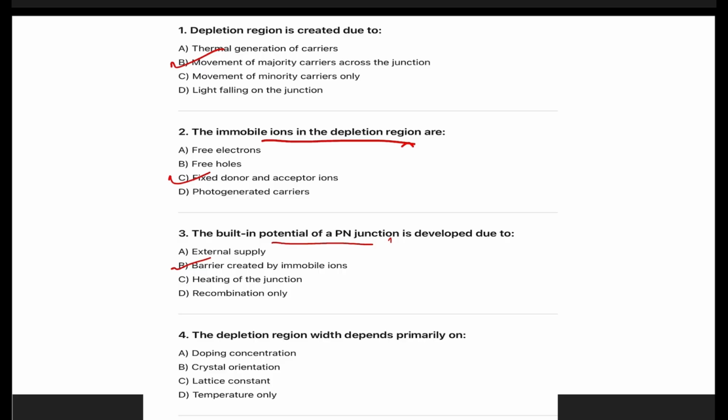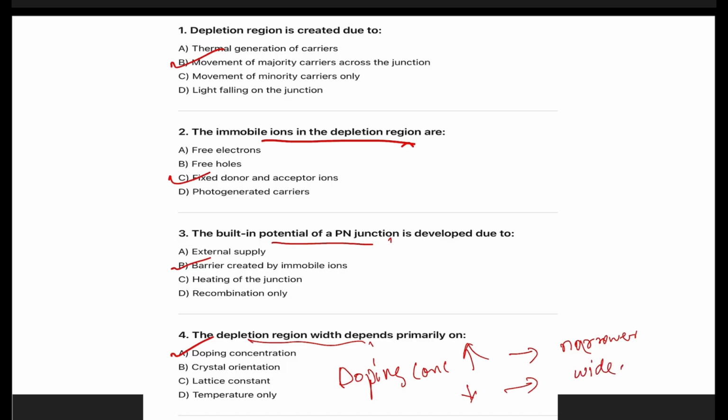Next question. The depletion region width depends primarily on option A, doping concentration, option B, crystal orientation, option C, lattice constant, option D, temperature only. We know that the depletion layer width mainly depends upon the doping concentration. If the doping concentration is high, width will be narrower. And if the doping concentration is low, width will be wide.